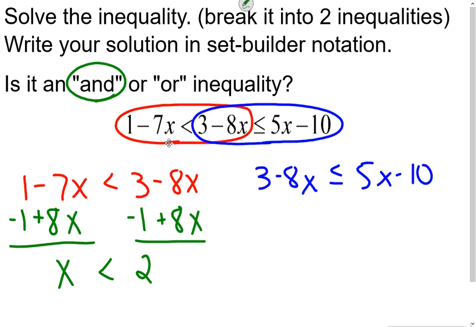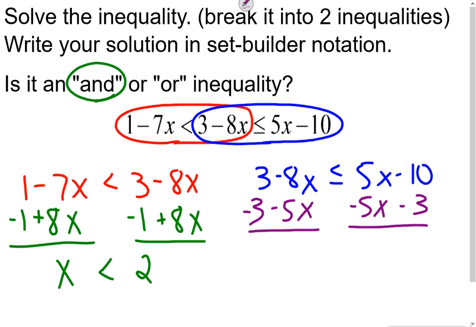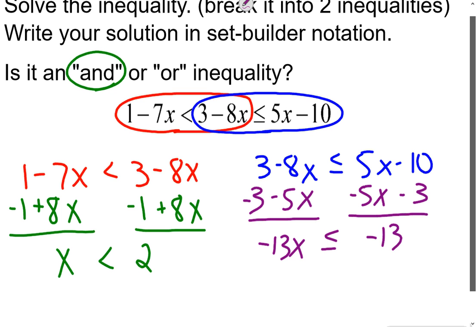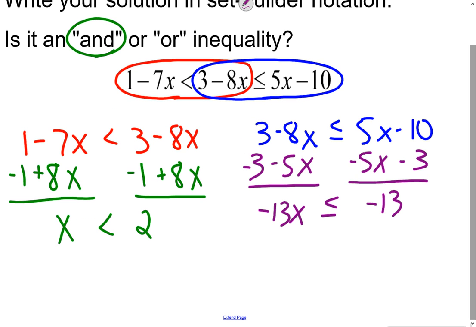Then I can go on to my second inequality. On this one, I'm going to get all my x's to the left again, so that means I'm going to have to subtract 5x from both sides. I'm going to get all my constants to the right side, so I'll have to subtract 3 from both sides. Now my inequality says negative 13x is less than or equal to negative 13. I go to this additional step and divide both sides by negative 13 to get the x all by itself. Now remember, when we divide by a negative in an inequality, we have to flip the sign. So now it looks like this.